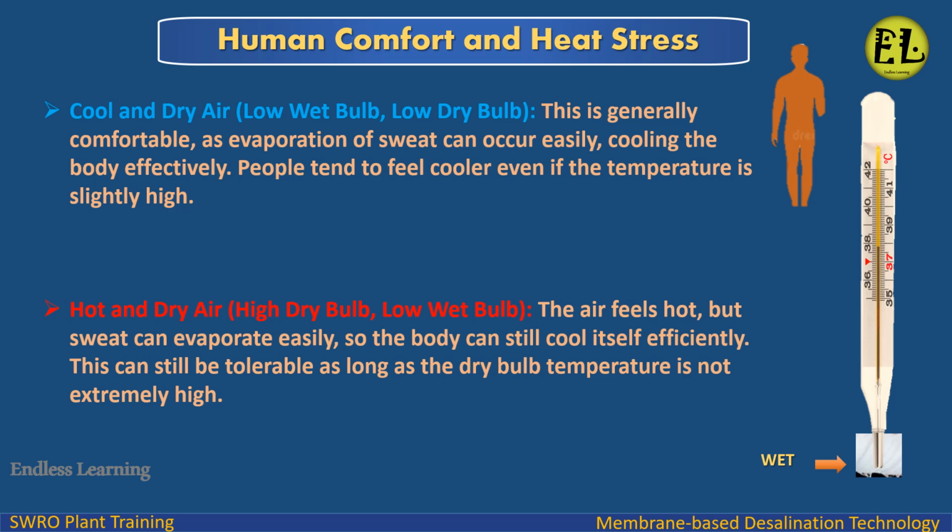Hot and dry air, high dry bulb, low wet bulb. The air feels hot, but sweat can evaporate easily, so the body can still cool itself efficiently. This can still be tolerable as long as the dry bulb temperature is not extremely high.